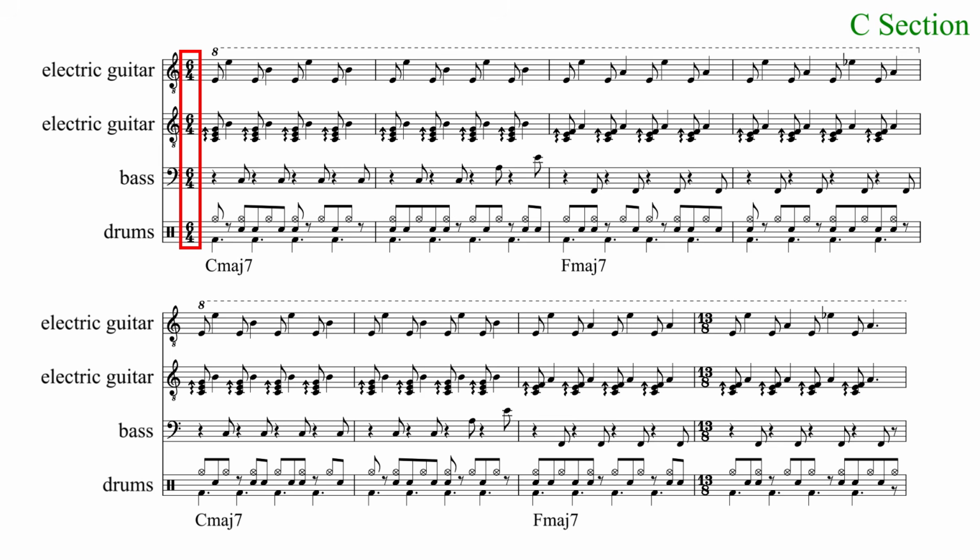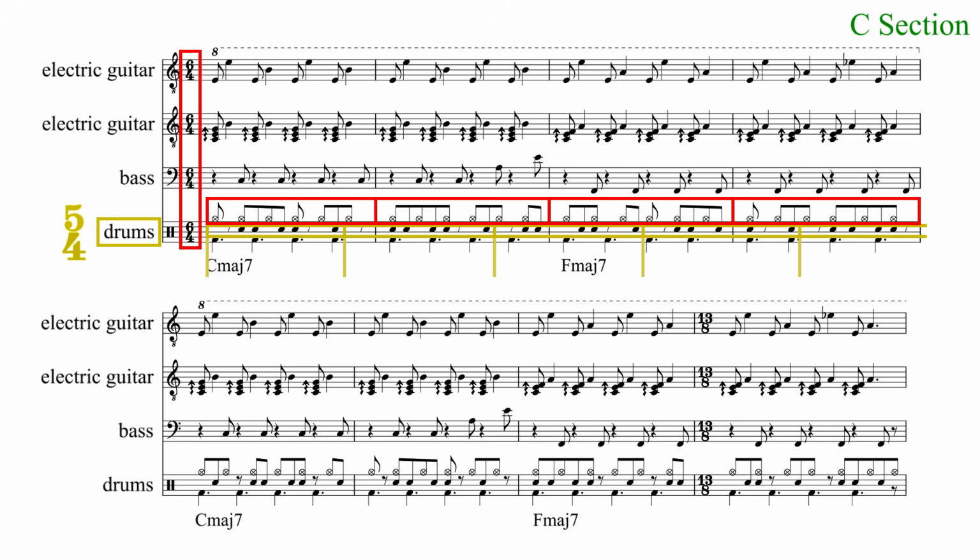Much like the A section, the C section uses a 6/4 time signature, with the drums implementing a 5/4 polymeter. However, this time, only the snare drum is polymetric, as the hi-hat reverts to a simple quarter note pattern. The guitar and bass are playing a new, simpler pattern as well.